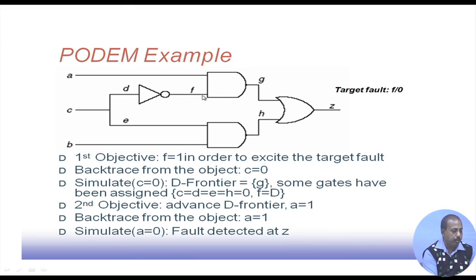If we want to progress this D frontier from F to G, the corresponding objective that comes up is setting A equal to 1. Now we backtrace from the objective A equal to 1. There is nothing to be backtraced, so we just simulate for A equal to 1, and that will propagate this F to G, and that G to Z. So that way the fault will get detected at Z.